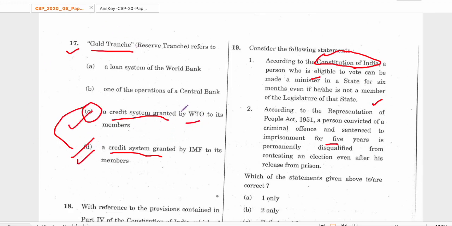Now you see this credit system, the World Trade Organization has nothing to do with granting credit. It has to regulate the trade which is happening. It has nothing to do with the credit system. The credit systems are looked after by the monetary fund. So the answer is D. Just apply this logic and you will get the correct answer.